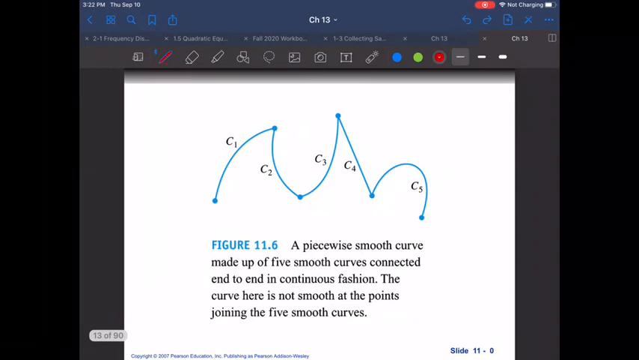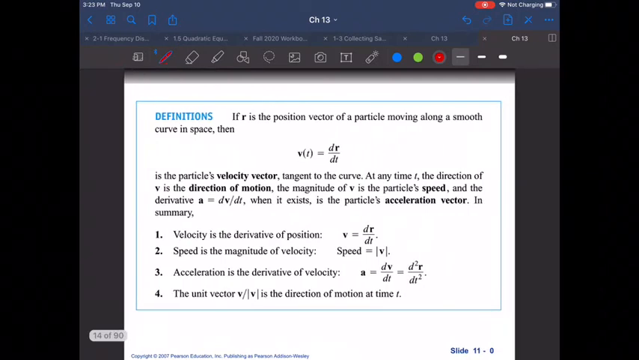So here what we have is a piecewise smooth curve made up of 5 smooth curves, but they're connected together. And where they're connected together is not smooth. So this is nice and smooth, but not right here. So we can take vectors, we can take derivatives here, but not right there. Right where they're connected, where it's not smooth, we have some troubles.